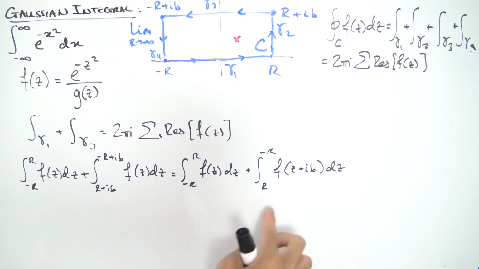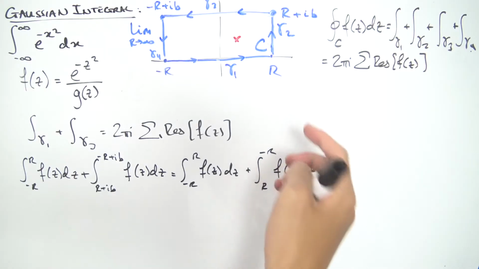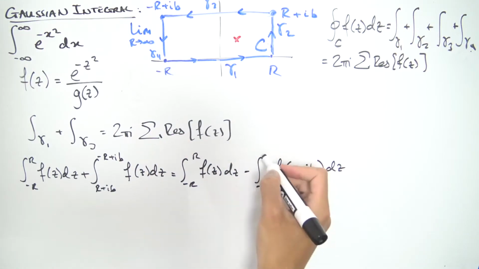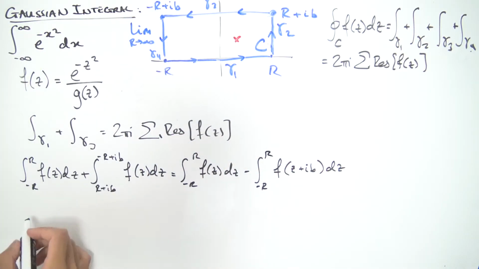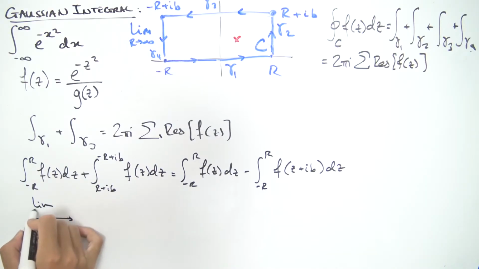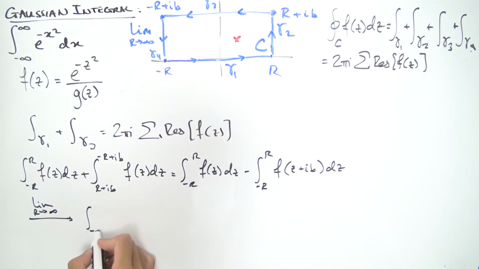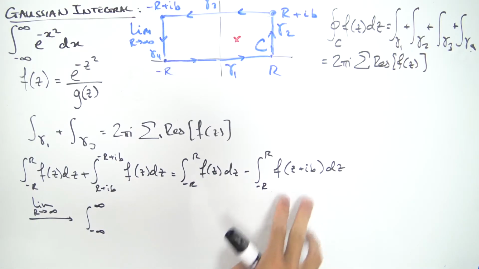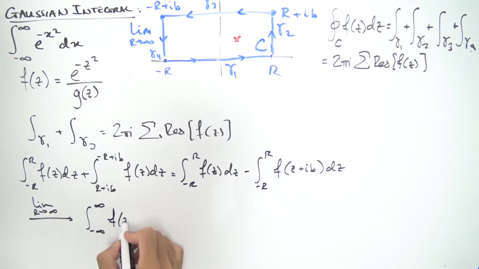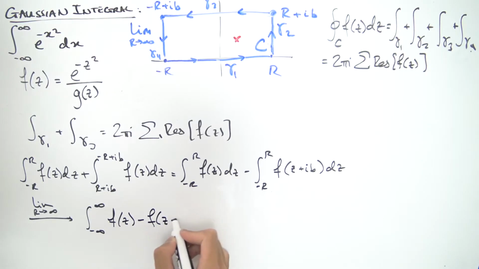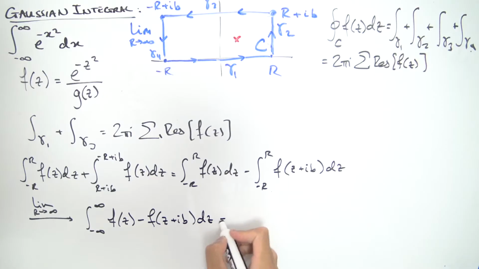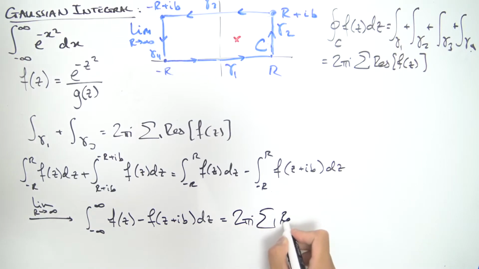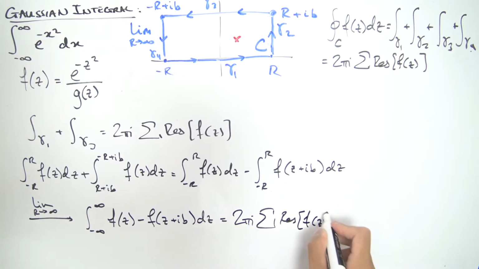Alright, and now I want to fix these bounds a little bit. We're kind of going from big to small, which isn't really good, so let's reorient it. So we're going to go from minus r all the way up to r. And now if we take the limit on this thing, so limit as r approaches infinity, we're going to get the integral from minus infinity to infinity. We also have an integral from minus infinity to infinity here. So let's combine the integrands together, and we are going to get f of z minus f of z plus ib dz, and this is equal to 2 pi i times the sum of the residues of our function f of z.